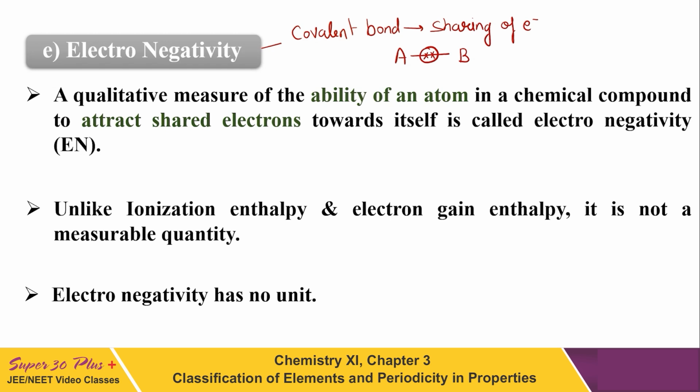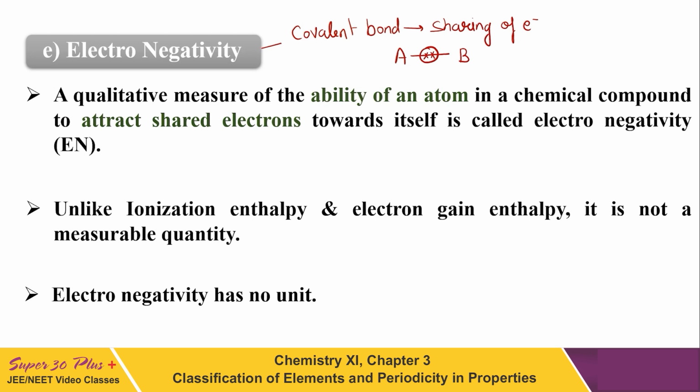So it should remain exactly in the middle of both atoms A and B. But in reality, this does not happen. A tries to pull this electron pair toward itself, and the same attempt is made by B. Both atoms A and B try to attract this shared pair of electrons towards themselves, and this tendency to attract the shared pair of electrons in a covalent bond is called electronegativity.